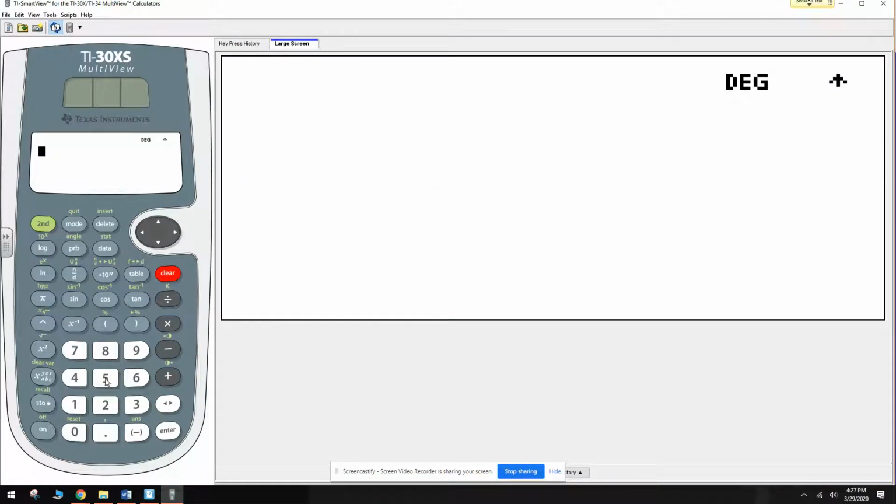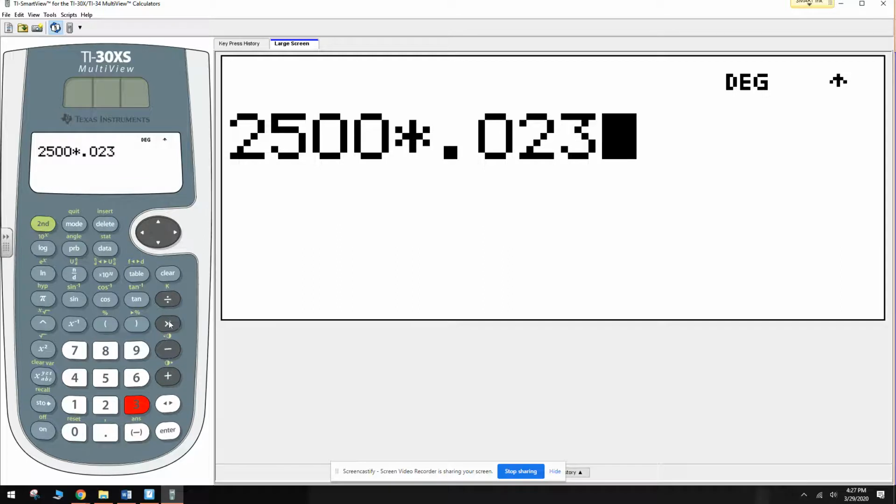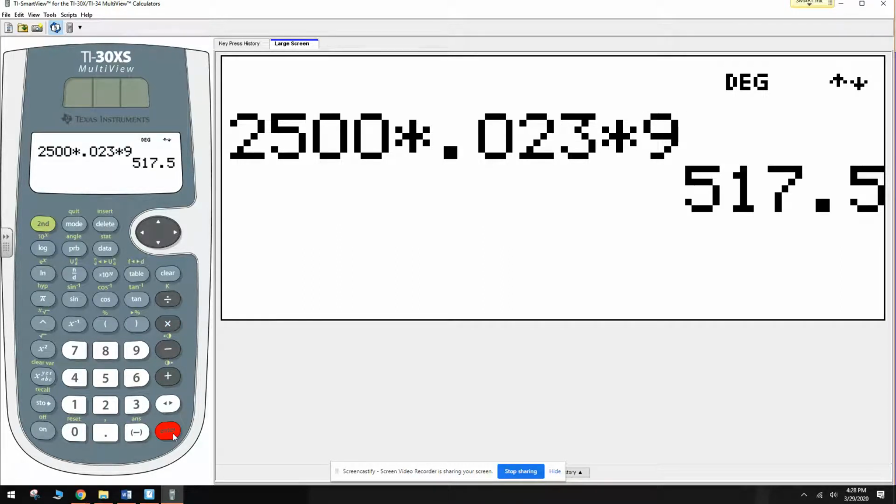I'm going to take my 2,500. I'm going to hit the multiplication button, 0.023, and then times the 9 years. And if I hit enter, my answer is 517.5.